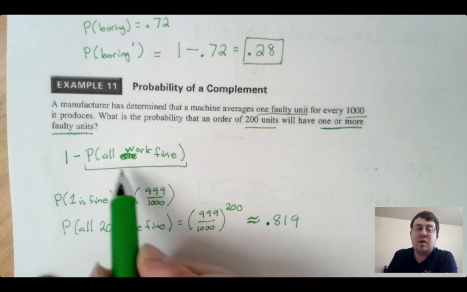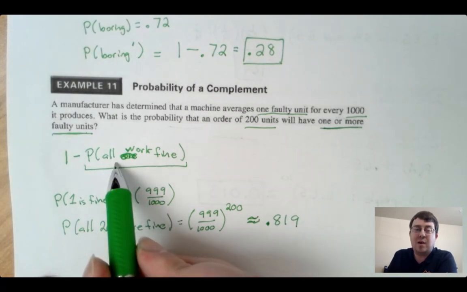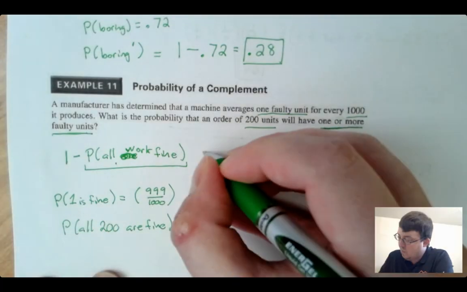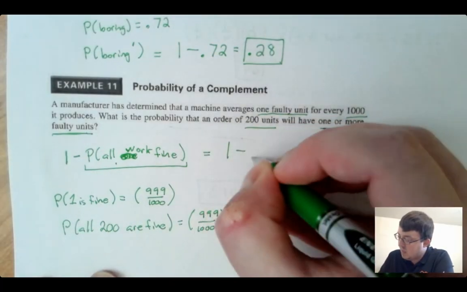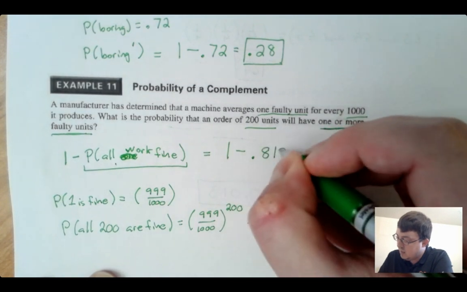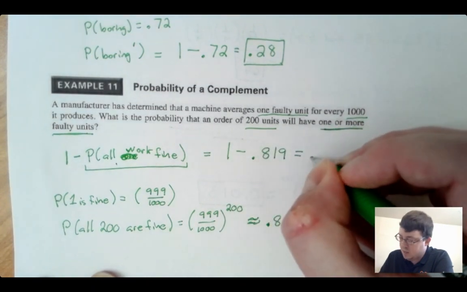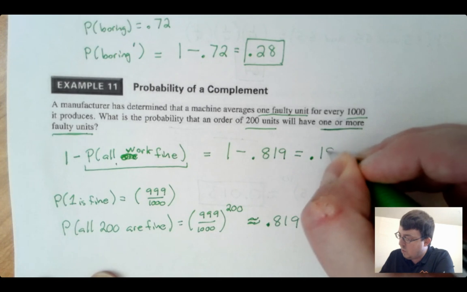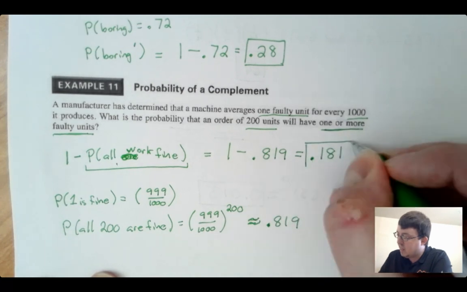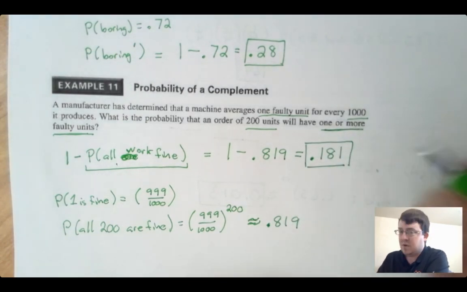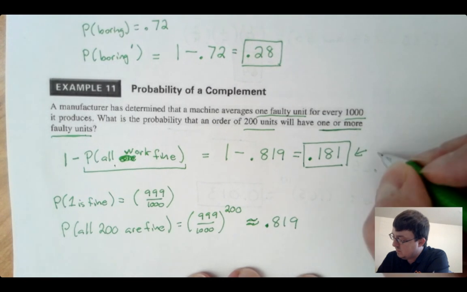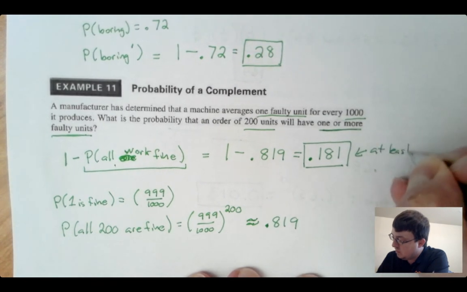That's what we just found here, the probability that all work fine. So that is then 1 minus 0.819, and that means that there's a 0.181 chance that at least one is faulty. At least one faulty.